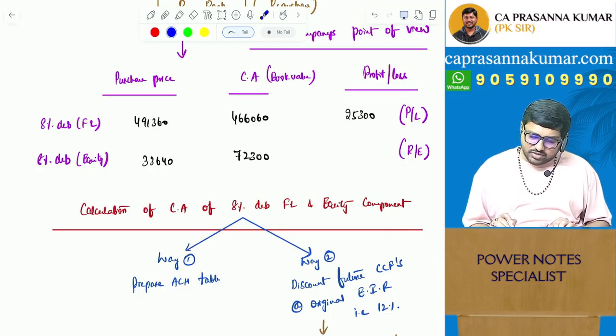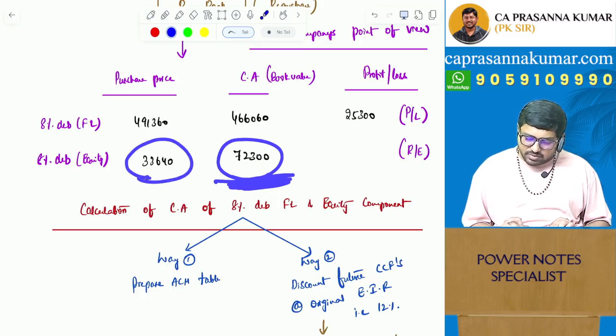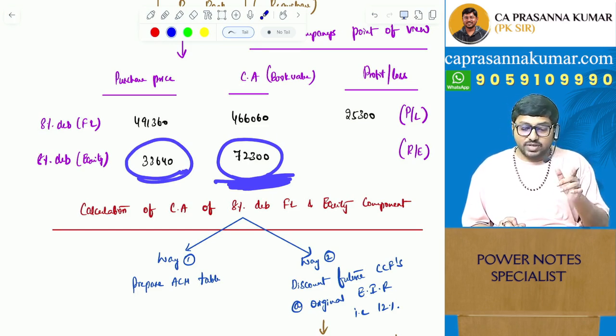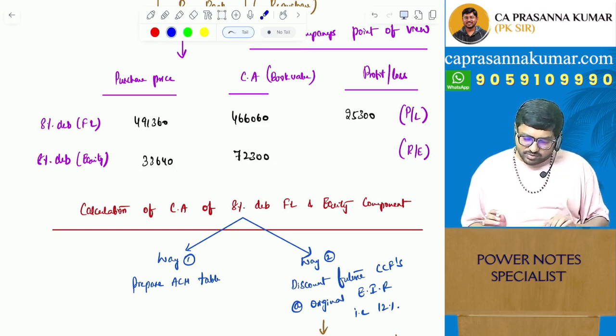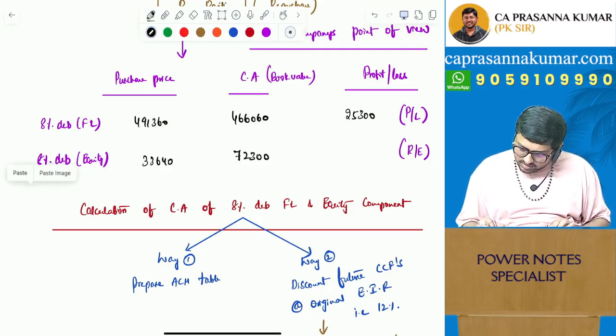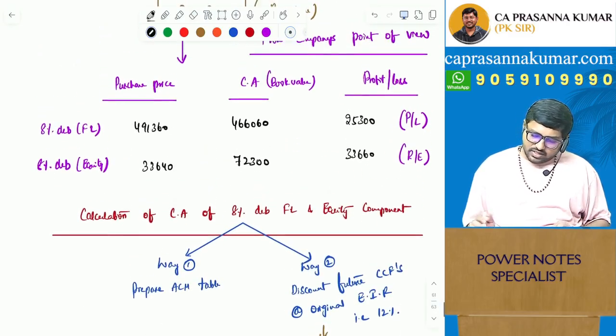Whereas when it comes to the equity portion, that's the fun part over here. This much worth of book value equity has been purchased by paying only 33,650. Which means you purchased it at half the price. So you have a gain. Therefore, retained earnings will be credited. So how much will be the gain in this case? 38,660 will be the gain. Okay, so that's it, Nana.